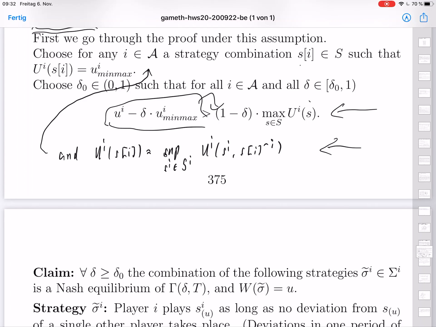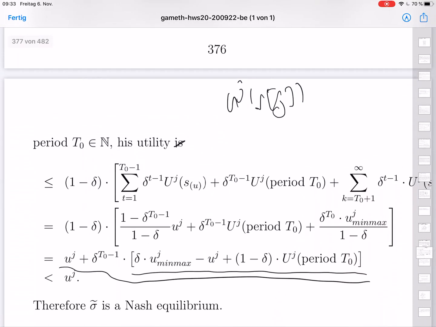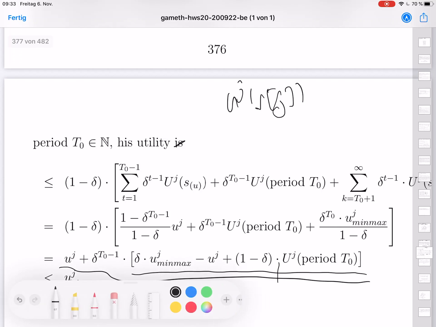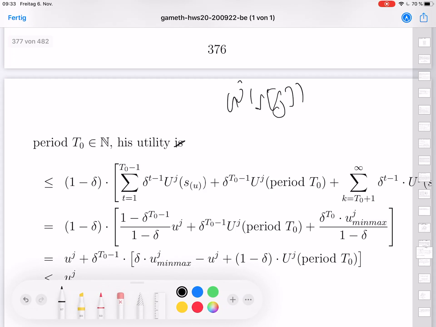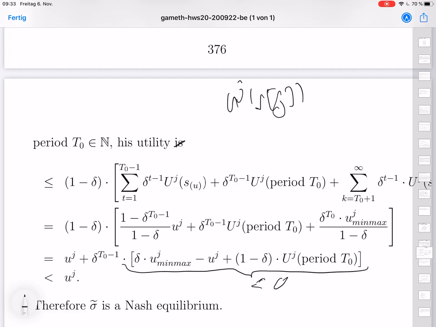So this is U_J of the period T0 here. He may choose it as U_J of period T0, the best possible value which he can reach there. And this times 1 minus delta minus the terms on the left-hand side is negative. And that's what we need here. So the part in square brackets is negative. So this is smaller than 0. And therefore the whole thing is smaller than U_J. And therefore he cannot win anything if he deviates from the strategy of the Nash equilibrium. If he follows it, he gets U_J, and if he doesn't follow it, he gets less than U_J. Therefore, this sigma tilde is a Nash equilibrium, and the proof for the special case is finished.